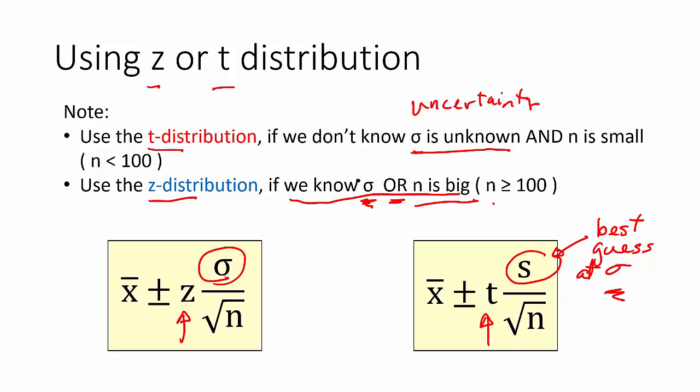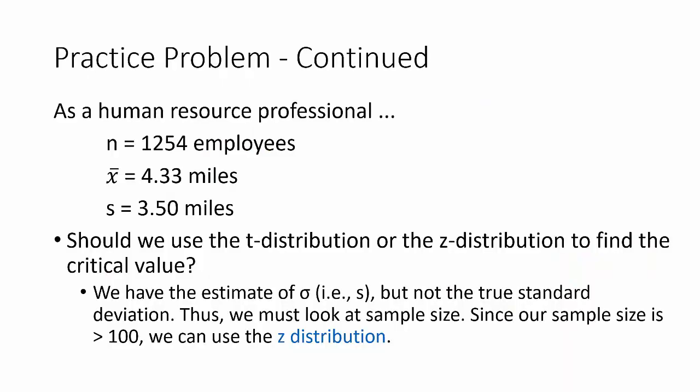Once you get out to about n equals 100, the t distribution and the z distribution only offer standard deviations that are about 0.02 standard deviations different from each other, so that's close enough for what we're trying to do. So back to our practice problem.